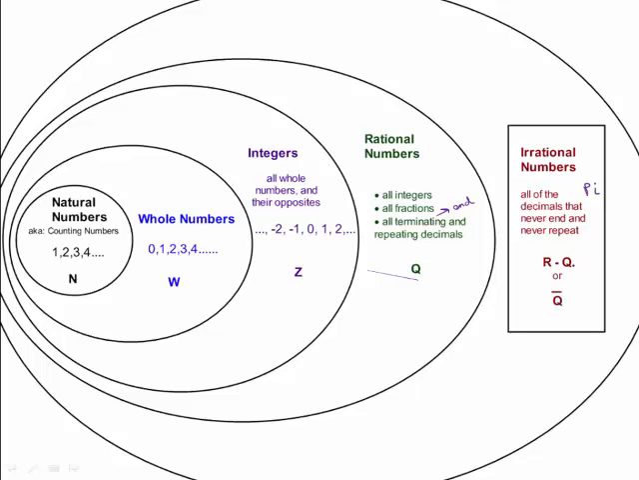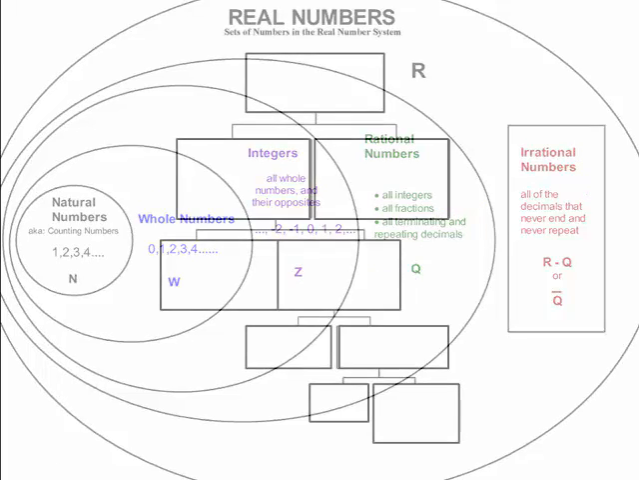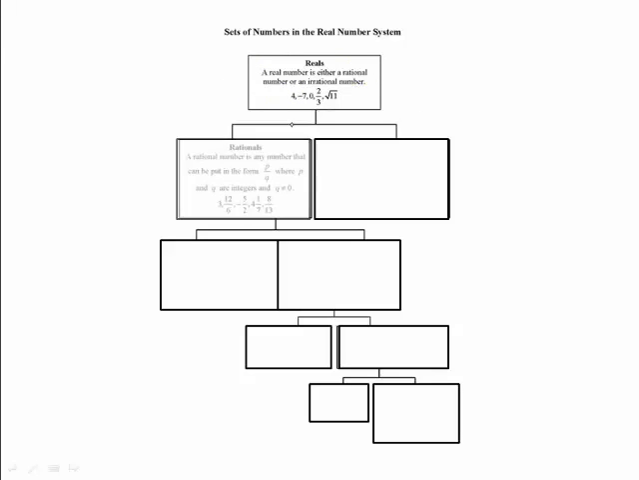And we can say R minus Q or Q with a bar over it, which means not rational. And the R is for the real numbers, and that's all of these. So real numbers include natural, whole, integer, rational, and irrational. These are all real. Another way to look at it is that every number here is real. So it'll be either rational or irrational.